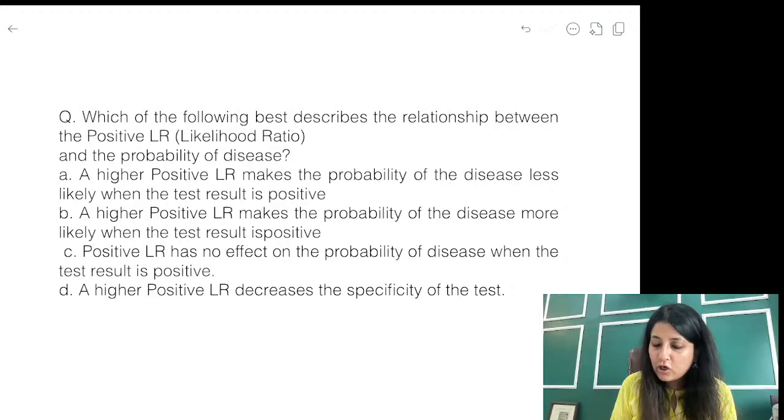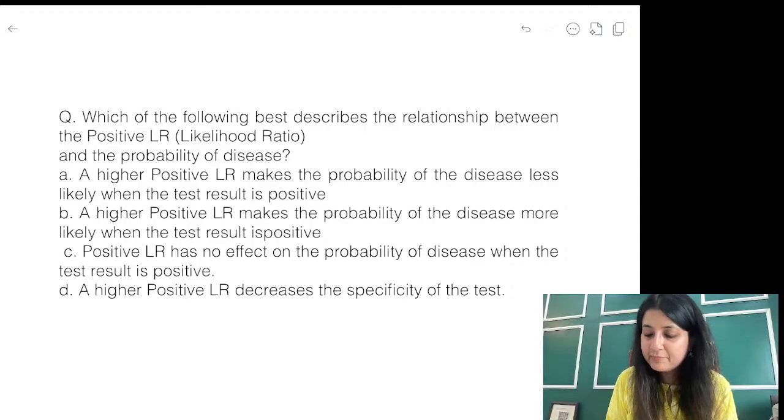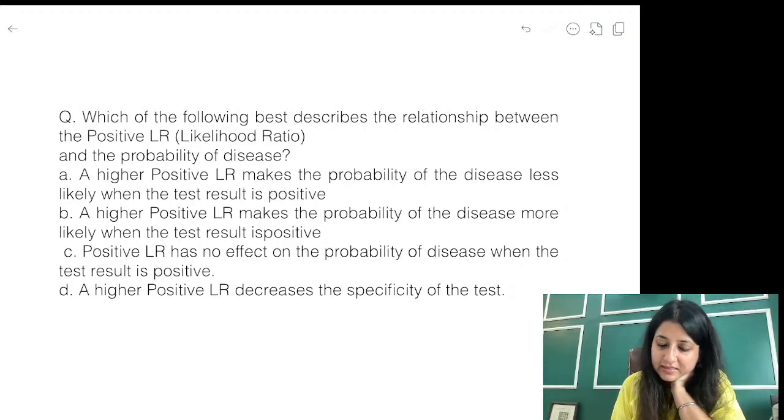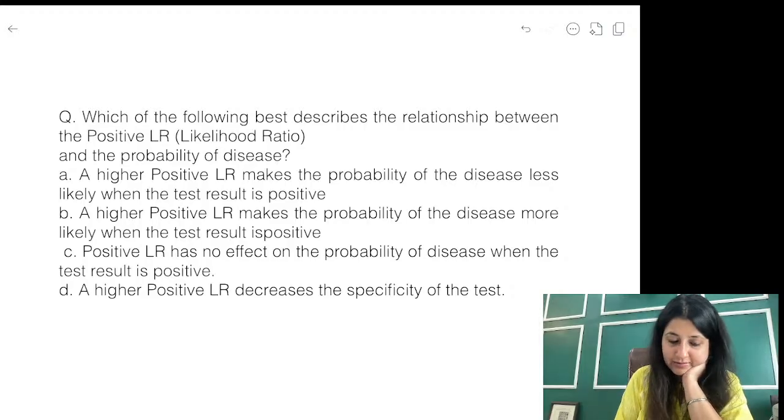Now, which of the following best describes relationship between positive likelihood ratio and the probability of disease? Higher positive likelihood ratio, अगर किसी का positive likelihood ratio आएगा, makes the probability of the disease less likely when the test result is positive. A higher likelihood ratio makes the probability of the disease more likely. Of course, it makes the result more likely when the result is positive.